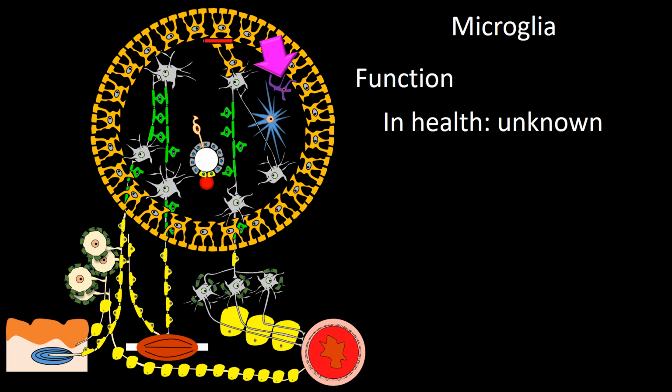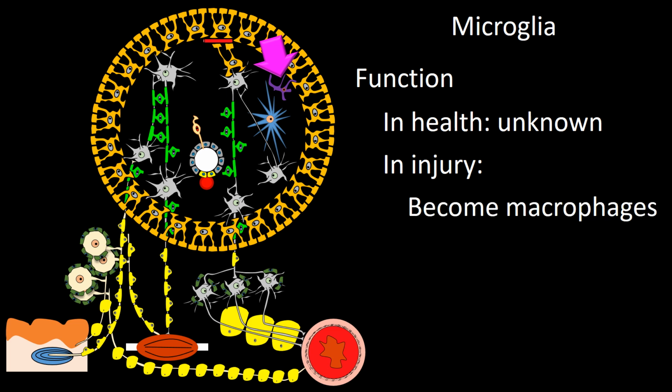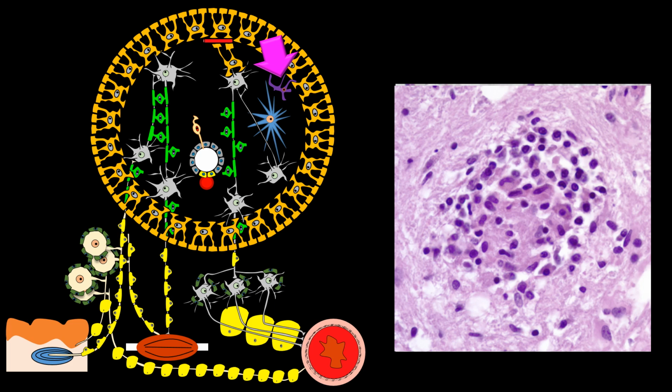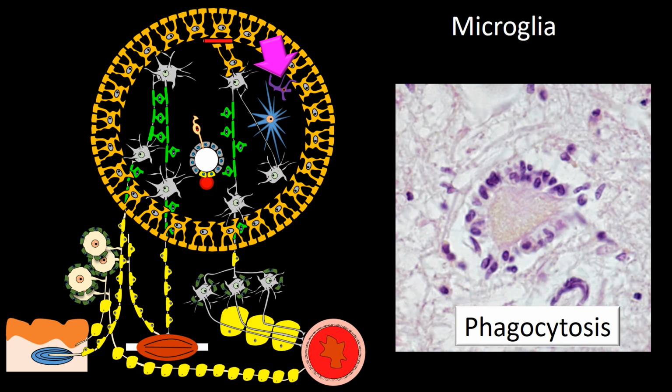The function of microglia in health is unknown. In case of injury to the central nervous system, they become macrophages, devouring pathogens and debris. You can see in this specimen a bunch of microglia devouring a cell. Here they are removing the cell by phagocytosis. Some scientists believe microglia derive from monocyte-related stem cells that invade the central nervous system early in development. Others, that microglia derive from neural epithelium.